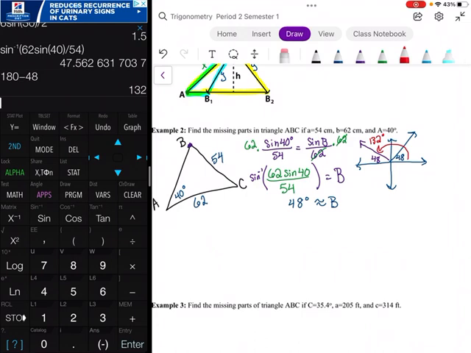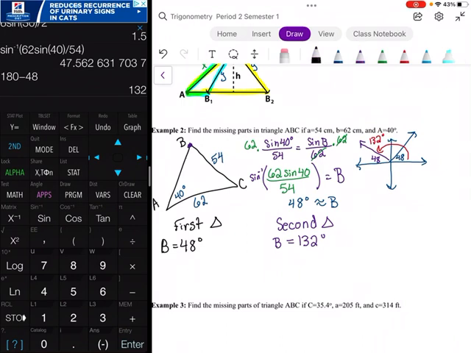So in our first triangle, we can say that angle B is equal to 48 degrees. In our second triangle, we can say B equals 132 degrees. And we know that all three angles in a triangle have to add up to 180 degrees. So we would want to make sure that these angles work with the triangle that we are given.